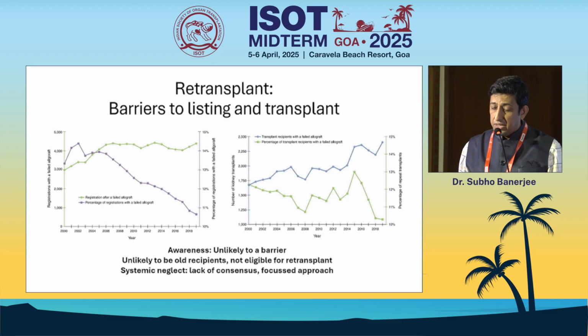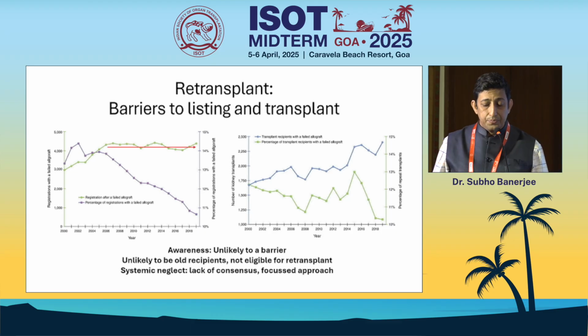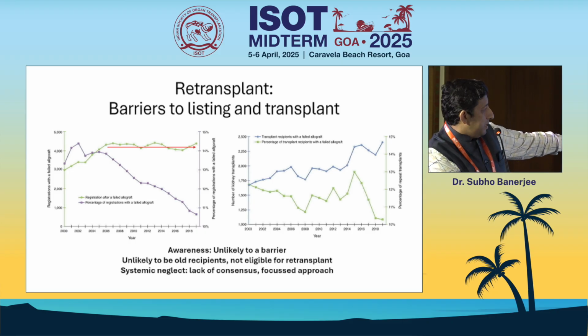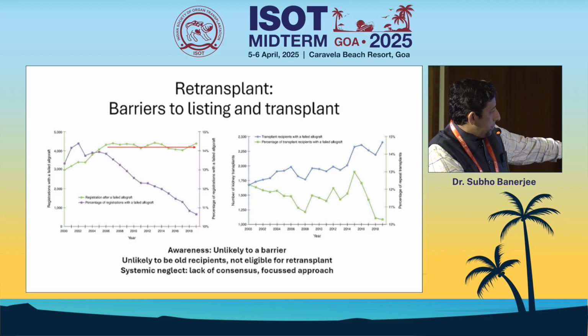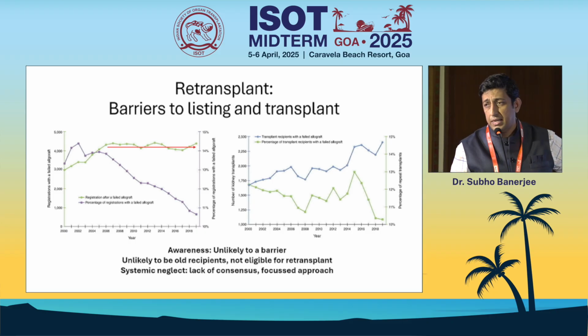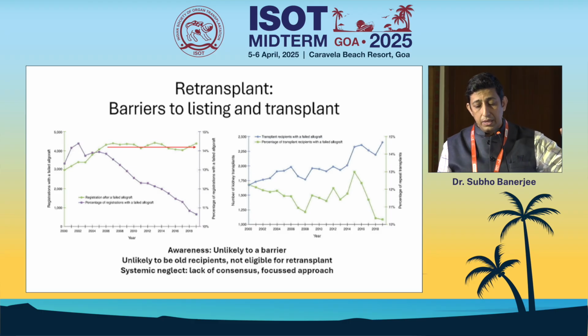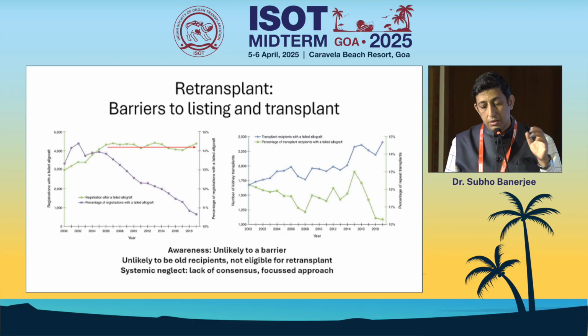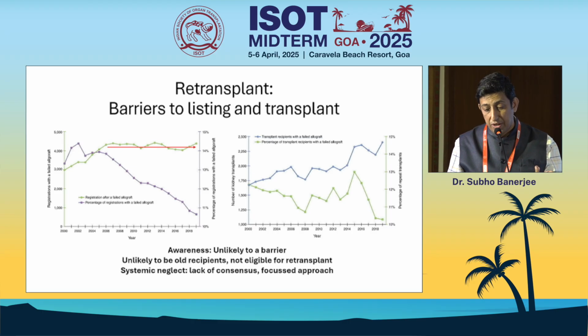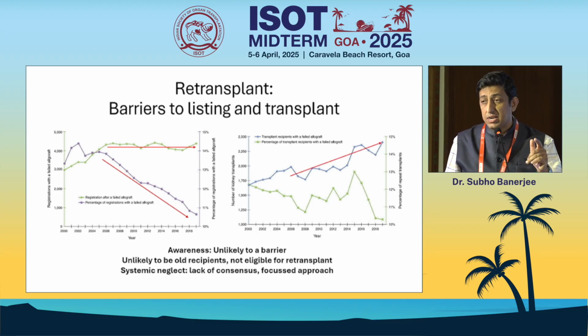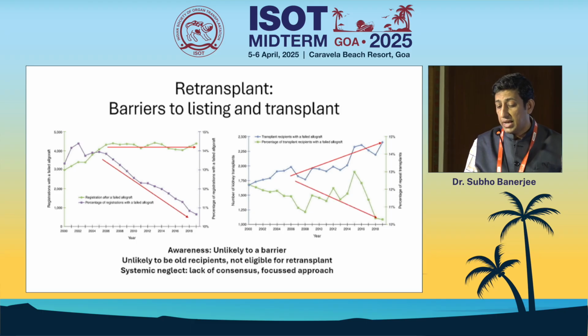Now, relisting for transplant. On the left side, we have the number of registrations. That has remained fairly stable in the patients who have a graft failure. So overall, the percentage is decreasing, and in actual transplants, although the absolute numbers are increasing, the percentage of grafts that are going to a retransplant patient is actually falling.